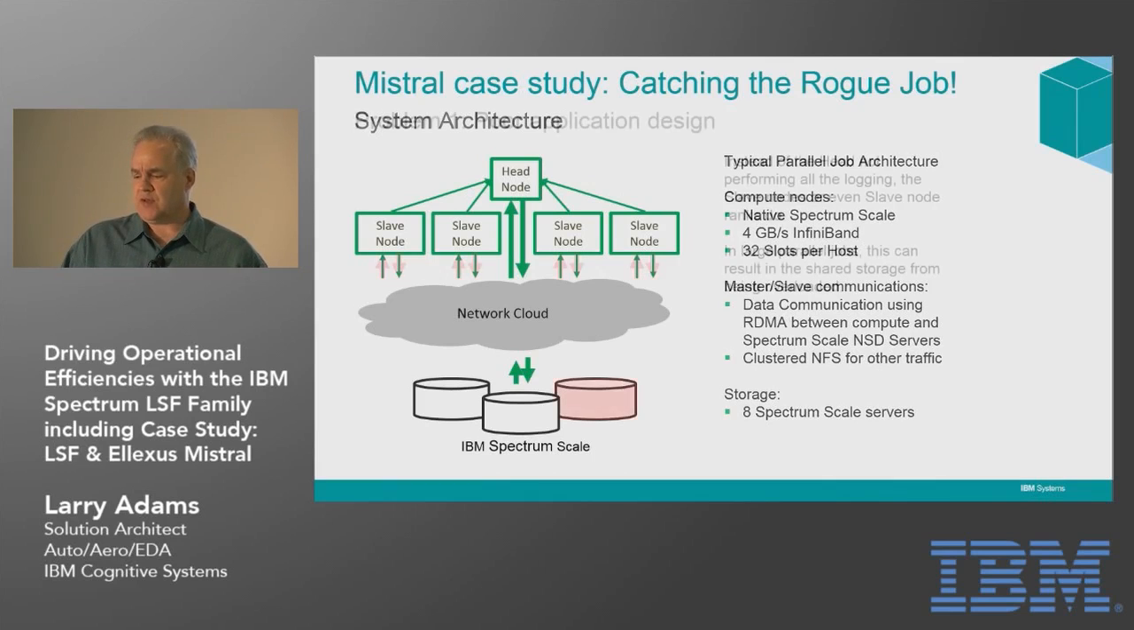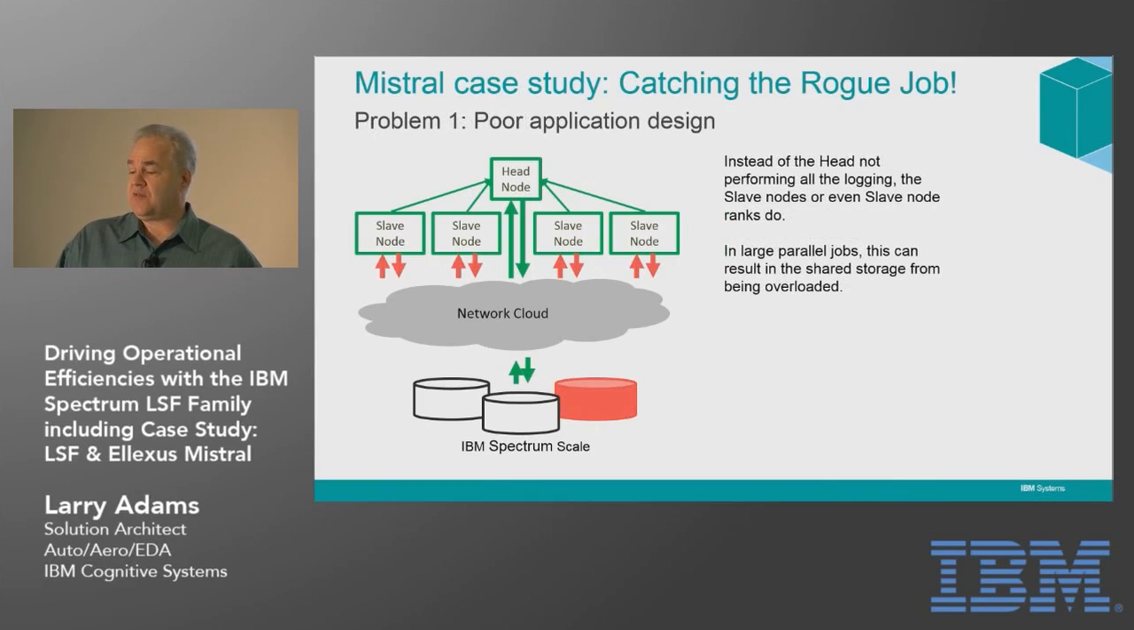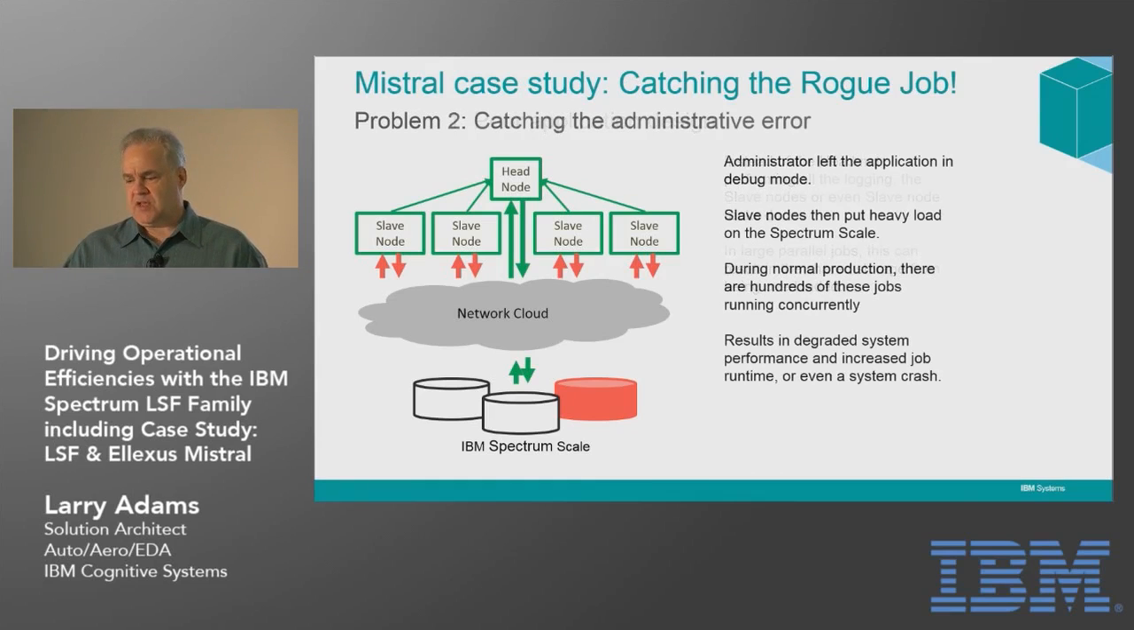So 2 use cases, right? First of all, they have the poor application design. Instead of the head node writing all the log data, each of the nodes here are writing to the file system concurrently. And so you get a lot of extra I/O that you don't necessarily need. So this is one of the things that Mistral is really good at catching, okay? Second is the administrative error. The administrator leaves the application in debug mode and overloads the storage with I/O operations, right? And so Mistral is very good at catching these types of scenarios.